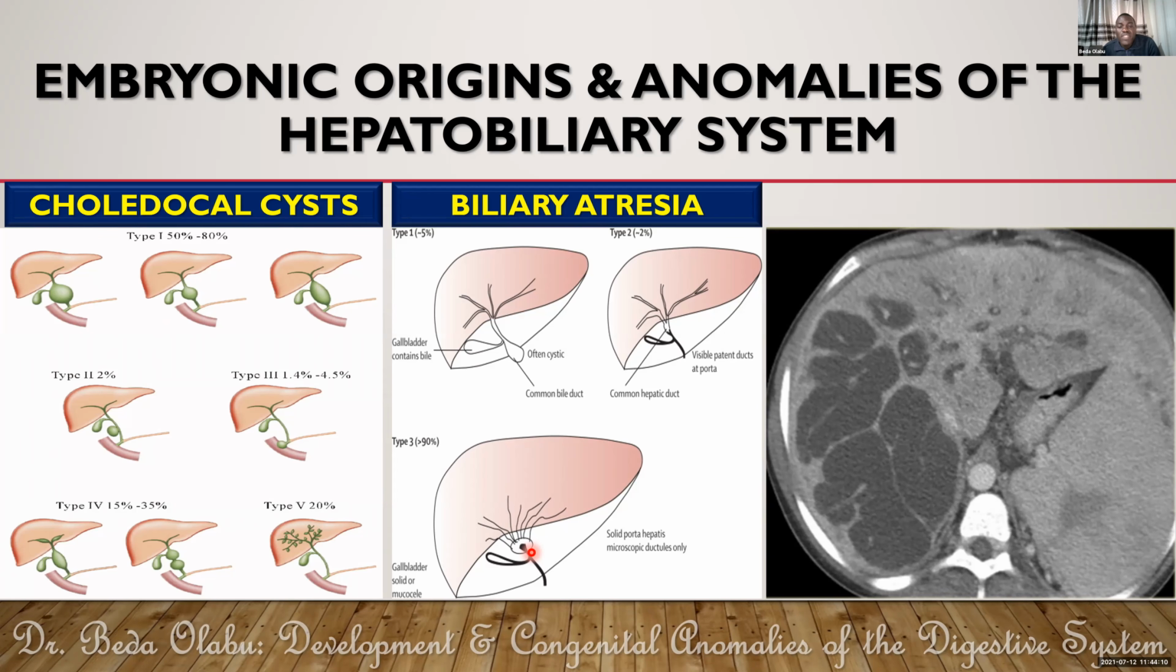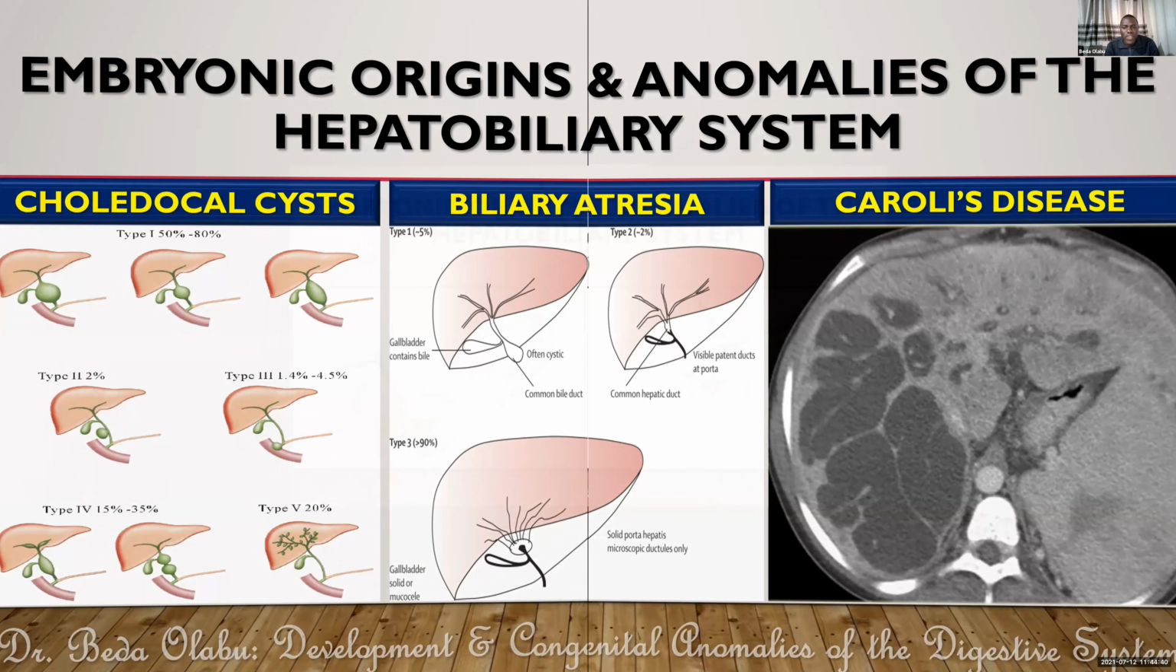You may also have cystic dilatations of the biliary tree within the liver itself, like this one here in type 5 that you're seeing there. That type 5 choledochal cyst has a unique name. We call it Caroli's disease. When you have intrahepatic bile duct dilatations, we call it Caroli's disease. So these ones affect the biliary system.